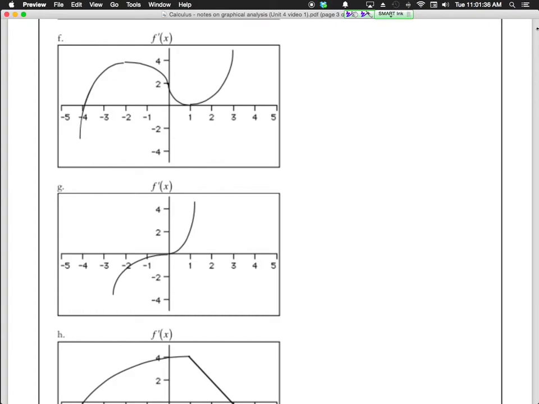Concavity. Down from -4 to -1. Why? Because it is increasing. Listen to what you just said. Can you say concave down? You said concave down. What should you have said? Oh, concave up. Increasing is concave up. So where does it stop increasing?